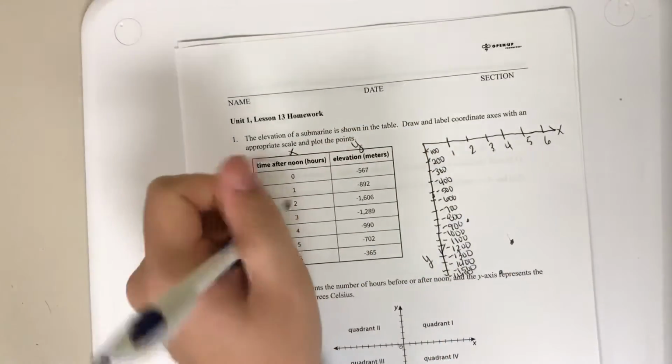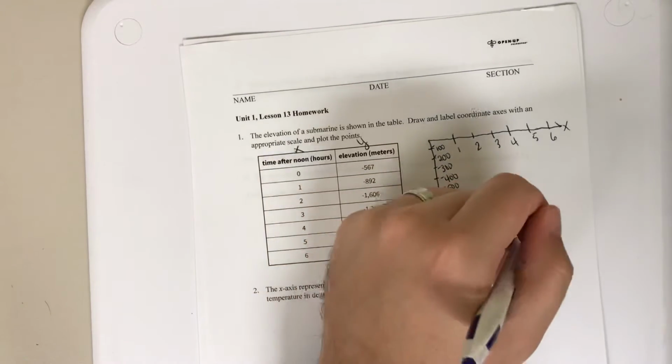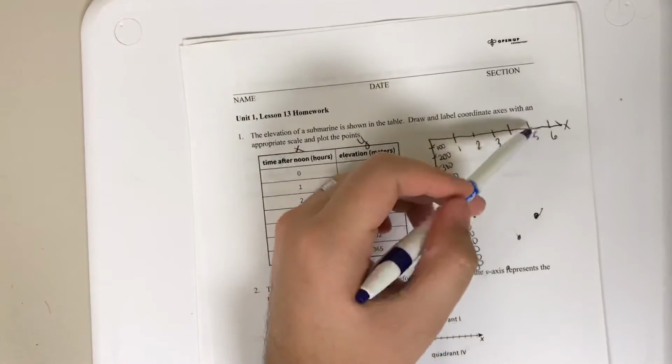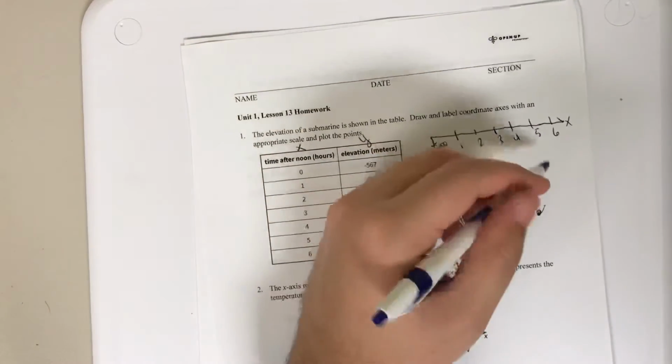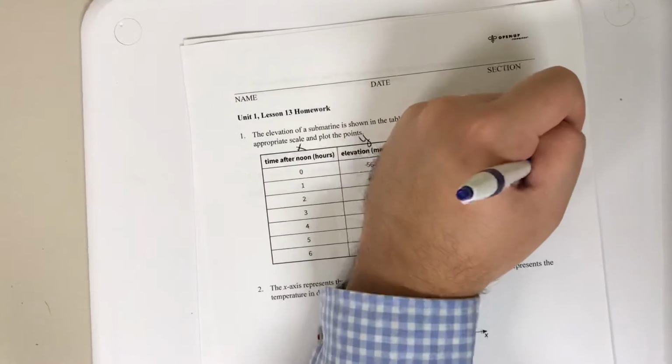And then 4, I'm at 990, so 4, possibly right here, and my line just went wonky. At 5, I'm at negative 702, so 5 there. And at 6, I'm at negative 365.